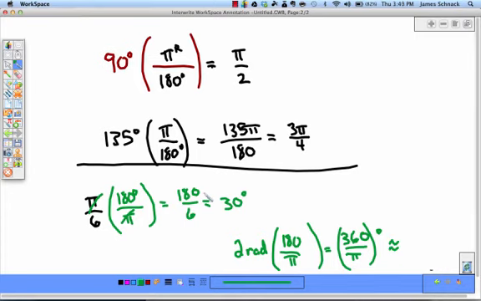So there we go. We can convert back and forth. To change into radians, we multiply by pi over 180. To change from radians to degrees, we multiply by 180 over pi.